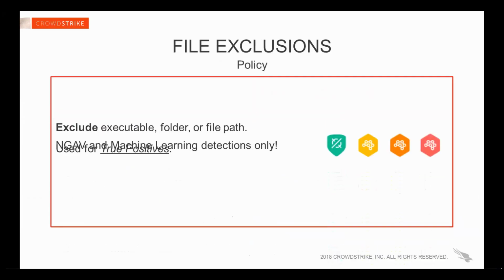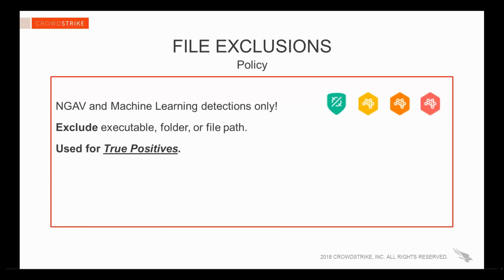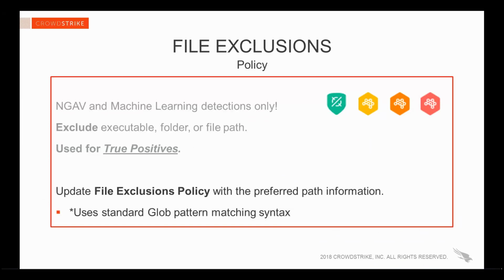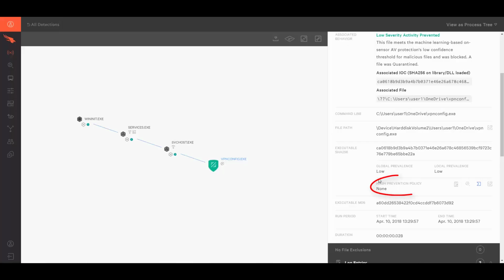File exclusions are another option for tuning false positive machine learning detections. You can exclude by executable, folder, or file path. Let's repeat the previous example we used for the hash whitelisting. Refer to the command line path and copy the path excluding the drive letter.